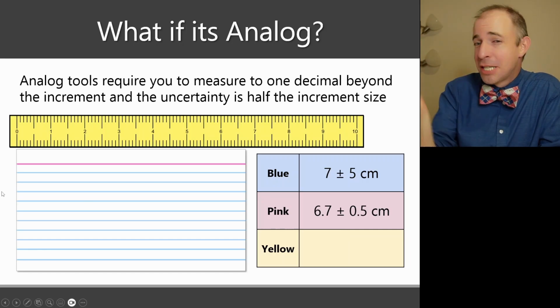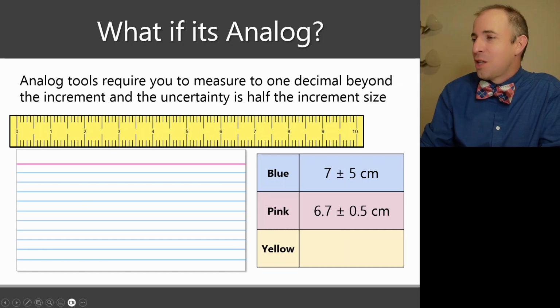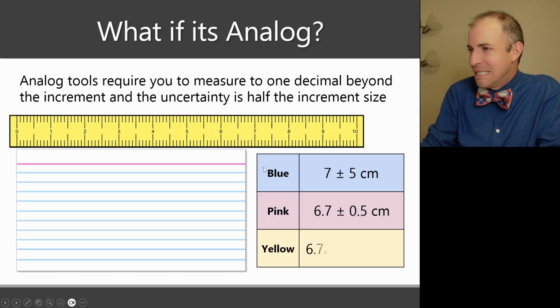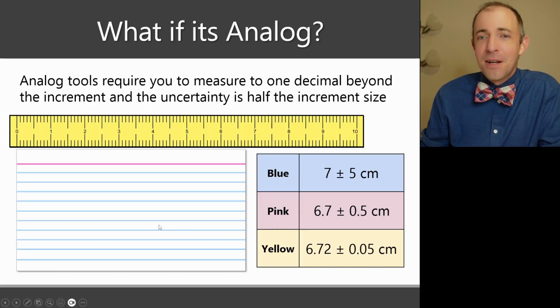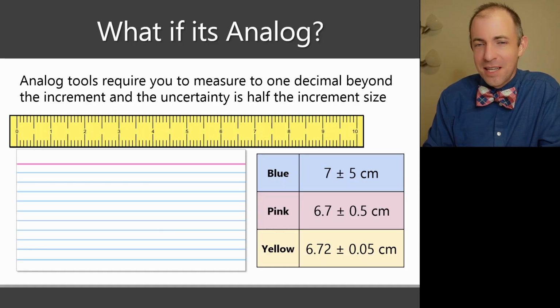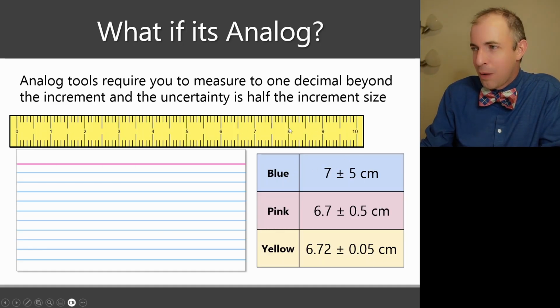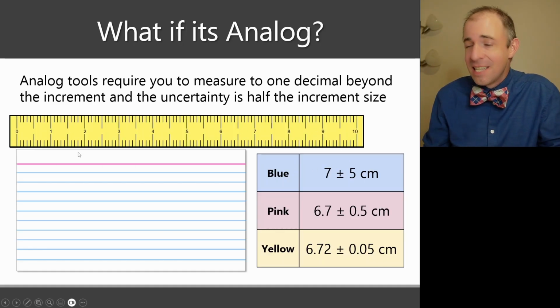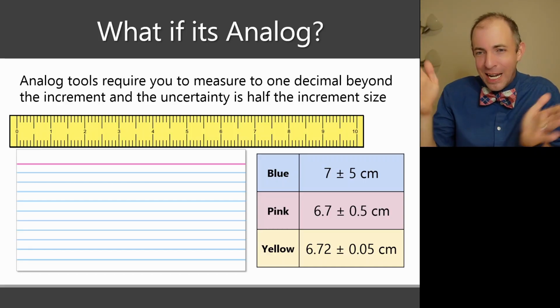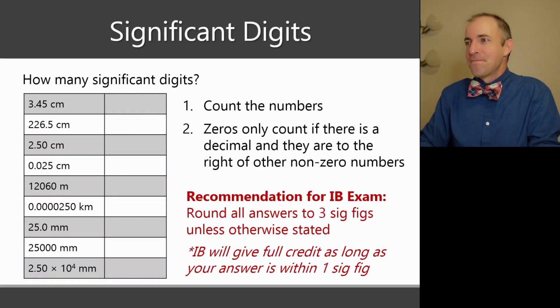This has now an increment size of 0.1, so we can go to the nearest hundredths place. Let's say 6.72 plus or minus half the increment size, which is 0.05 centimeters. So you'll notice as my ruler got more precise, my uncertainty got smaller. That range got a little tighter.